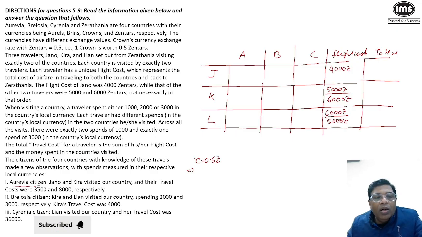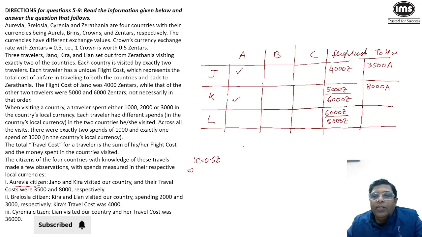As per a citizen from country A, J and K visited our country. So J visited and K visited. And the travel cost was 3,500 and 8,000. So total travel cost of J is 3500 A and total cost for K is 8000 A.